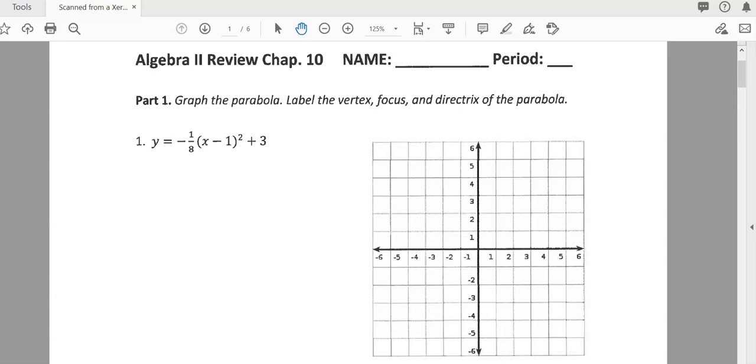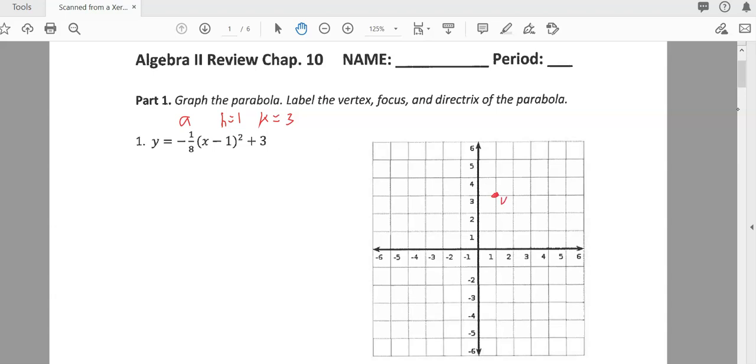Okay, so using our formulas, we know that our A value is -1/8. Our H value here is +1, and our K value here is +3. So we can plot our vertex, which would be (1, 3). That's our vertex.